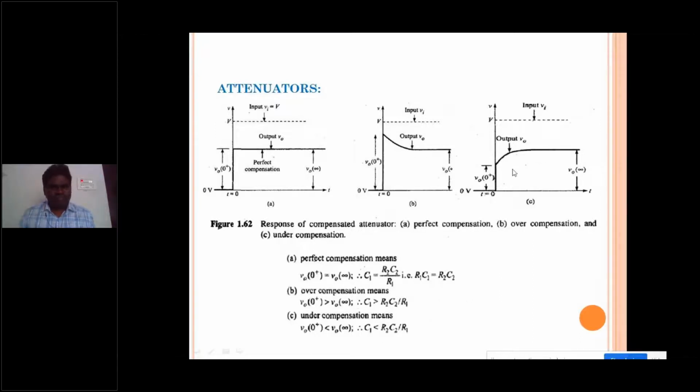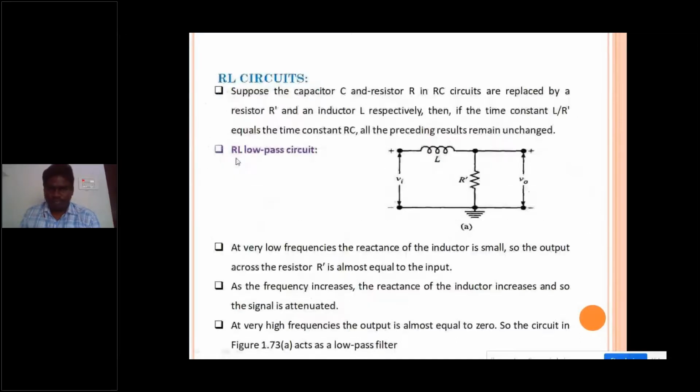So these are the three graphical representations for different values of C1, because C1 is a variable resistance connected by me in order to maintain balance conditions. So if you maintain the C1 value perfectly, you will get perfect compensation like this. That satisfies the attenuator.